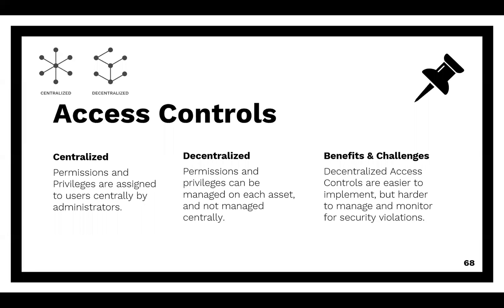In information security, access controls are used to restrict an entity's access to resources. There are two main types of access controls: centralized and decentralized. In centralized access controls, permissions and privileges are assigned to users centrally by administrators. In decentralized access controls, permissions and privileges can be managed on each asset, and they don't have to be managed centrally.